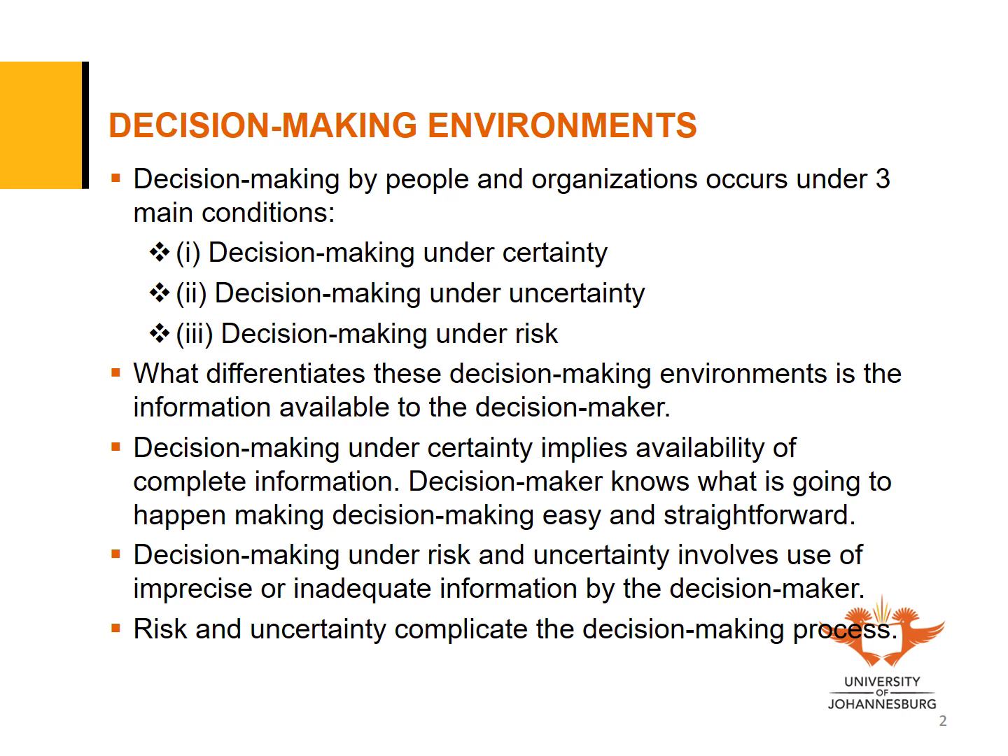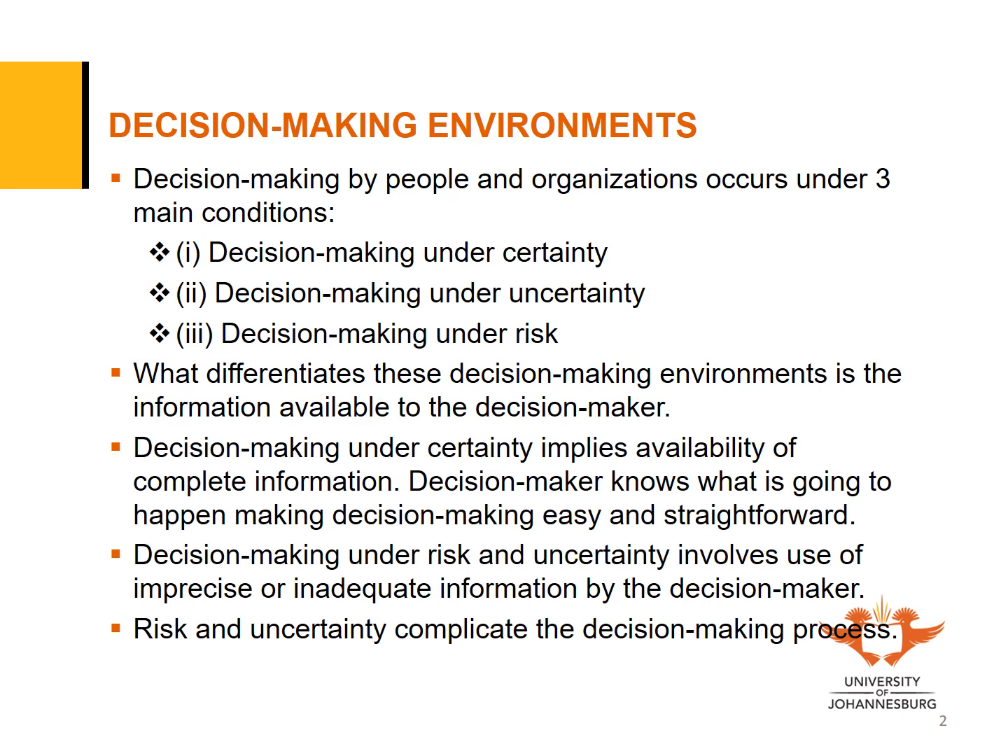Okay, so there's different decision making that takes place in an organization. So there's three main conditions. Firstly, it's decision making under certainty. So you know what's going to happen if you make a particular decision. Then you have decision making under uncertainty. So here we're trying to say that we do not have all the information. And then you have decision making under risk. So you have information in that you know there could be some negative or some alternate consequences to the decision that you take. So what differentiates these decision making environments is the information that we have available, right?